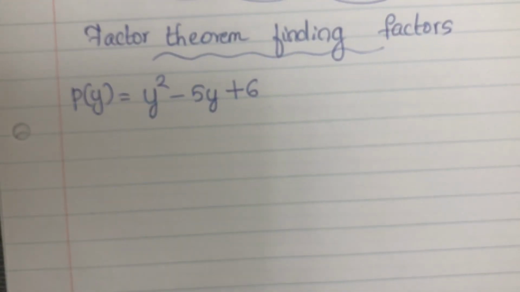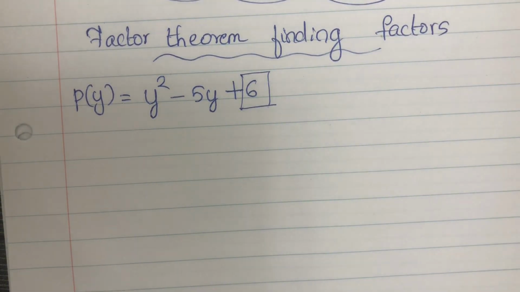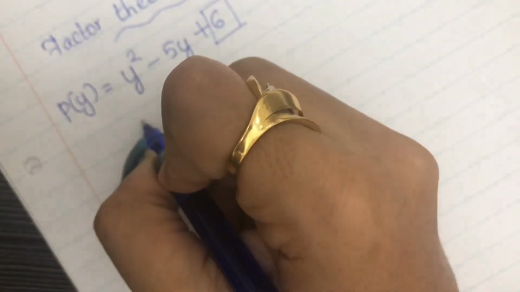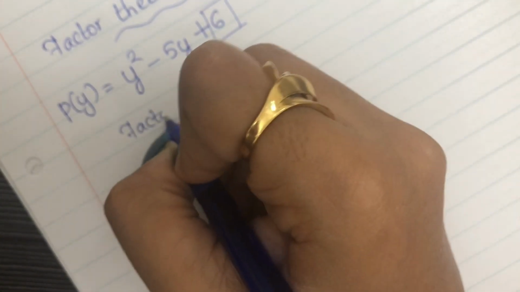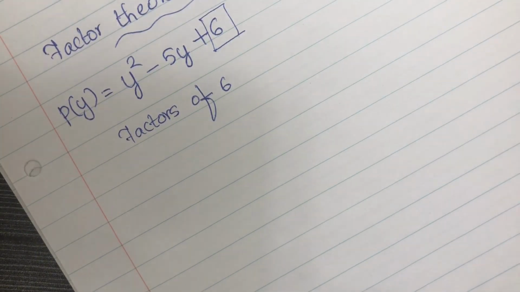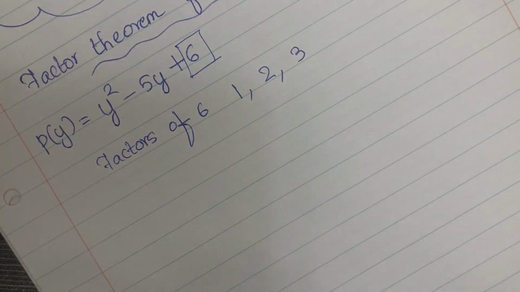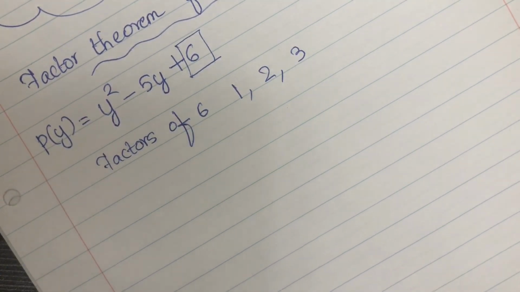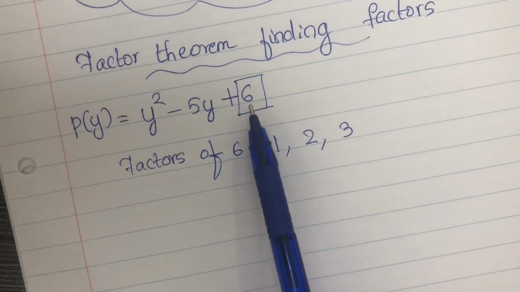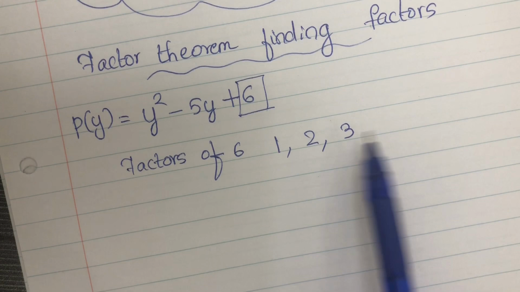Whenever you are using the factor theorem and you have to find the factors, we will consider only the constant term. Here the constant term is 6. So, factors of 6. What are the factors of 6? Factors of 6 are 1, 2, 3, right? First we take the constant term and find its factors. Here the constant term is 6 and we find the factors 1, 2 and 3.